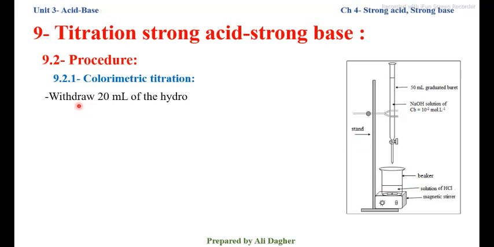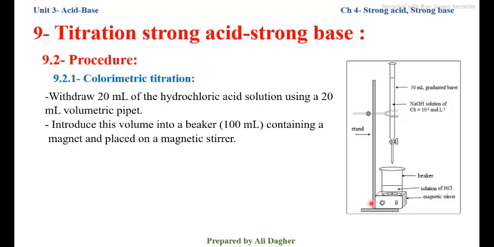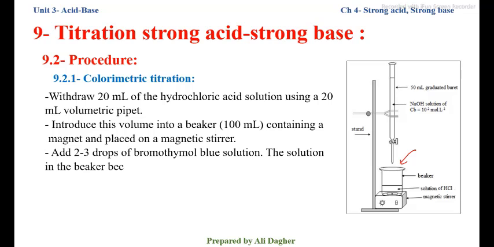First step, withdraw 20 ml of hydrochloric acid solution using a 20 milliliter volumetric pipette with pipette filler. Introduce this volume into a beaker of capacity 100 milliliter containing a magnet and place it on a magnetic stirrer. Add 2-3 drops of bromothymol blue solution.